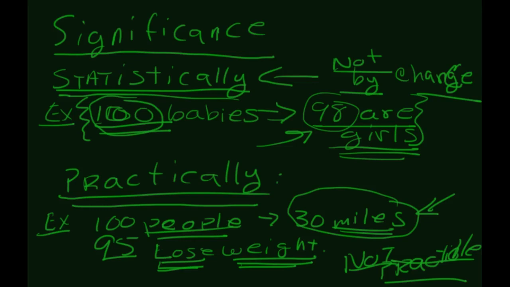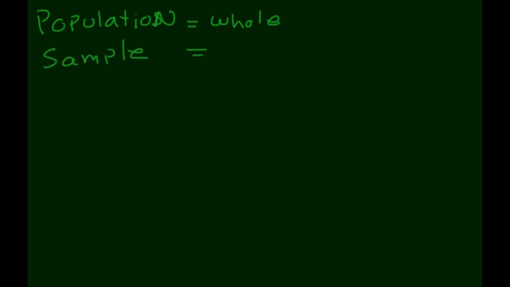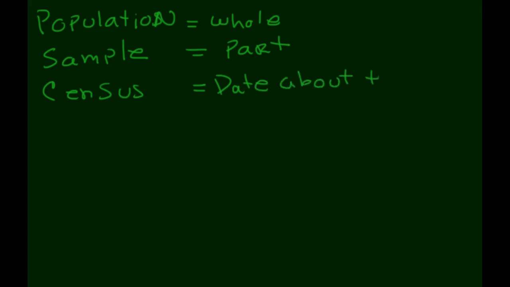Okay, so we've done a lot here. I'm going to do a little bit of summarizing because that's a good idea. All right, so kind of summarizing topics that were covered here. We have population, which is the whole, the sample, which is the part, right? We have censuses, which is data about the whole.